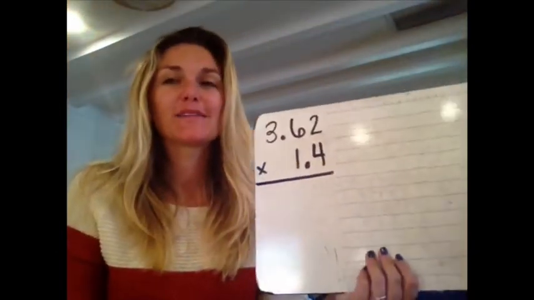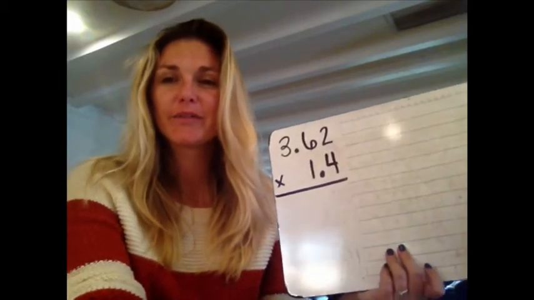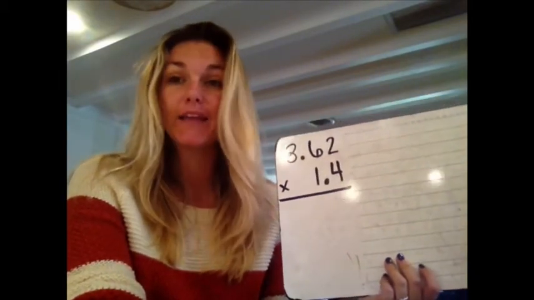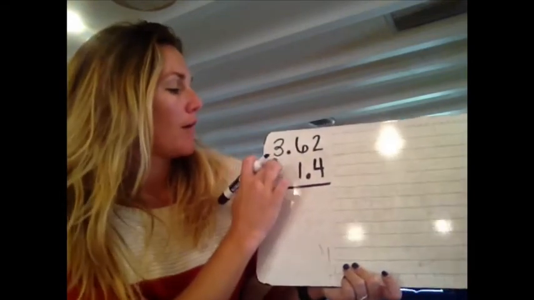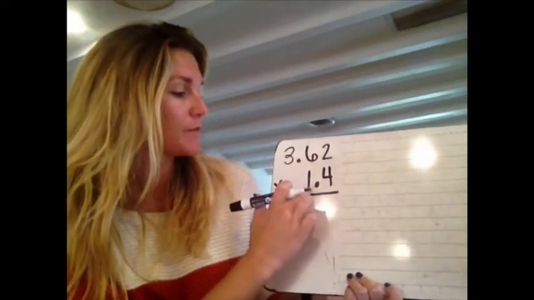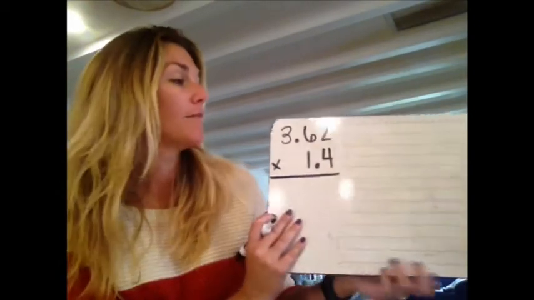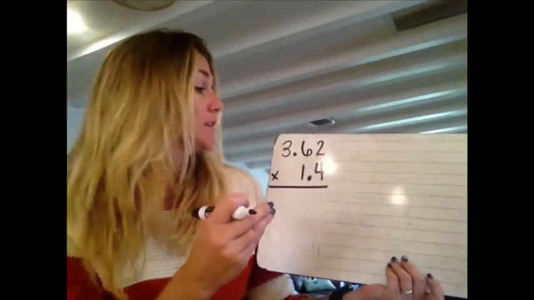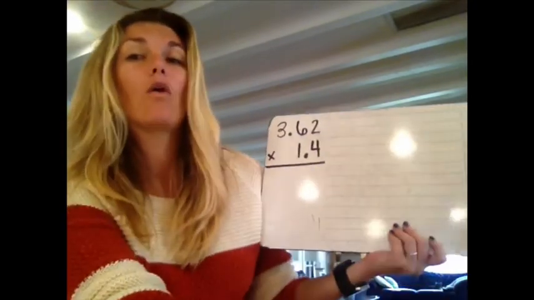Okay, so this is our last one that we'll do together, and then you are going to work on your own on page 188. So, we are going to multiply 3 and 62 hundredths times 1 and 4 tenths. If I want to be able to do it in an easy way, I need to multiply each of these numbers by a power of 10 to make it a whole number.